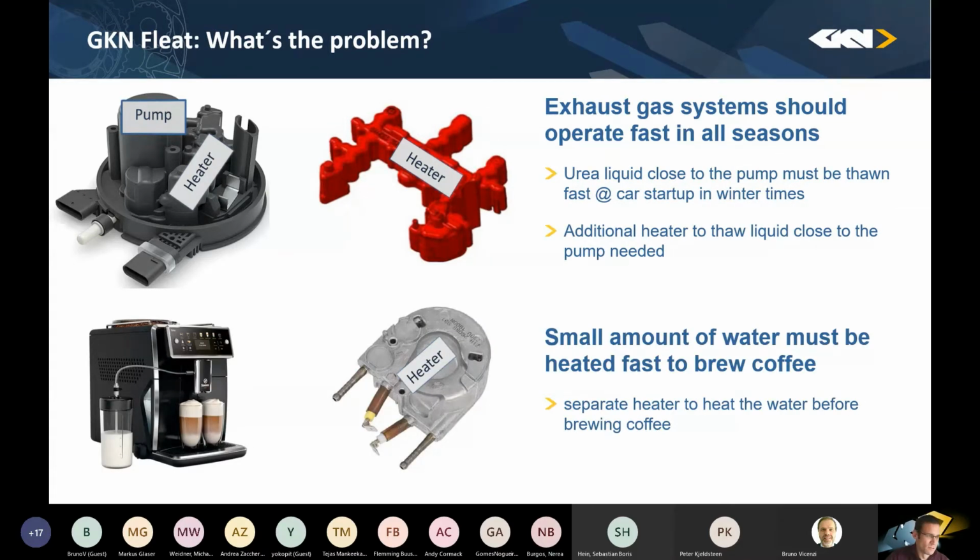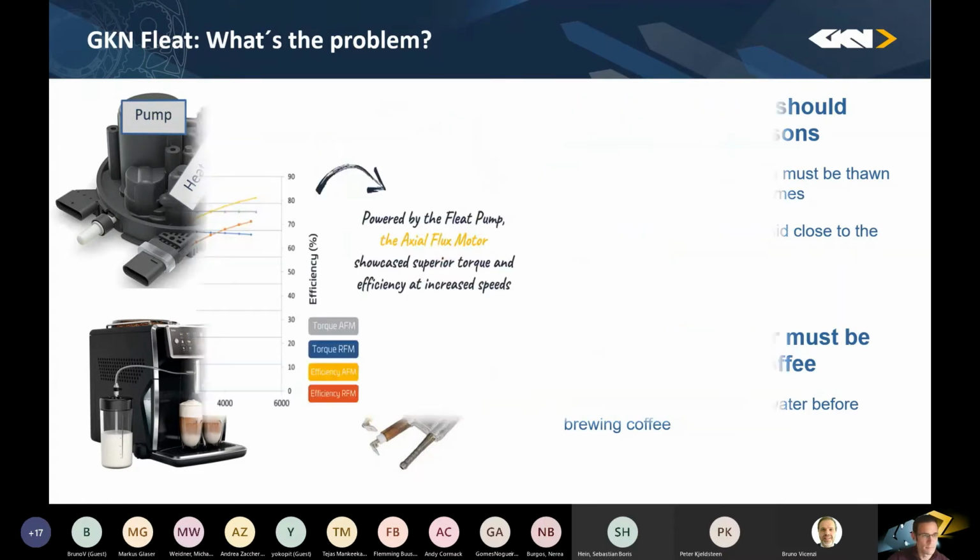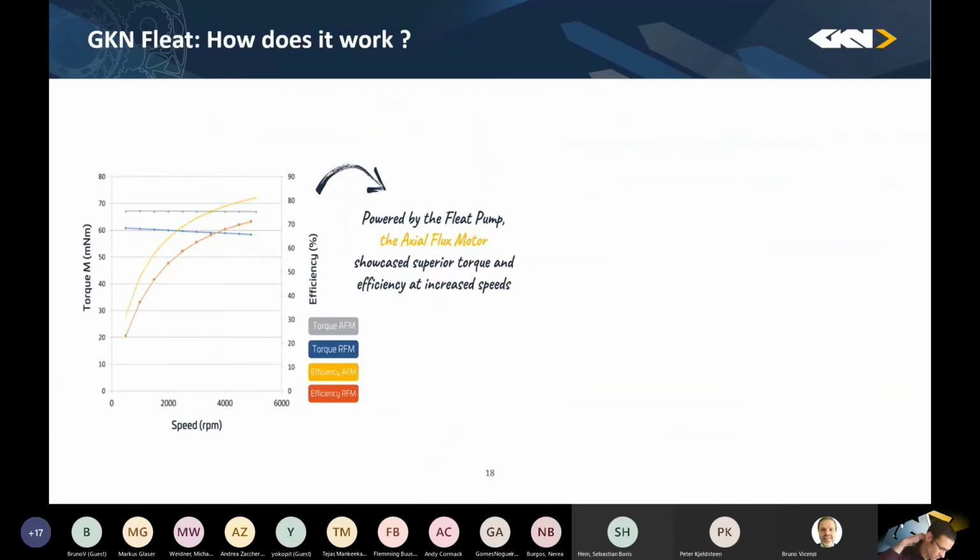Similar, but on a different level of temperature, is the coffee machine, where you have a separated heater because you need to heat up a small amount of water quite fast. And there, these kinds of heaters are also plugged into the piping systems around the pump, and it's just to heat the small amount of water before you can brew the coffee. In both cases, we took our fleet design and adapted it to the customer needs.